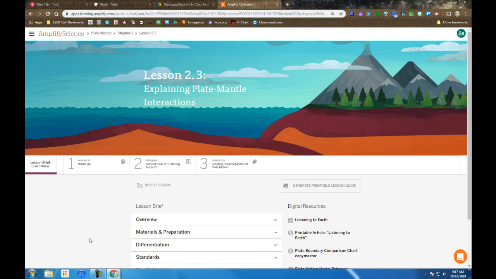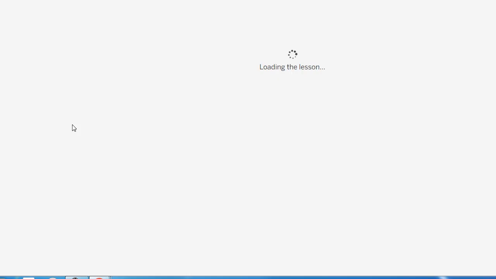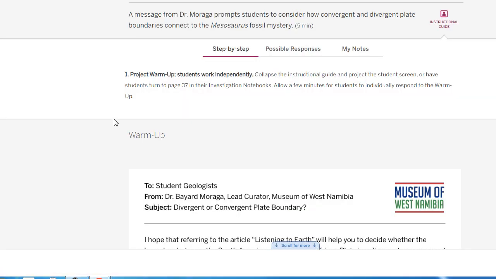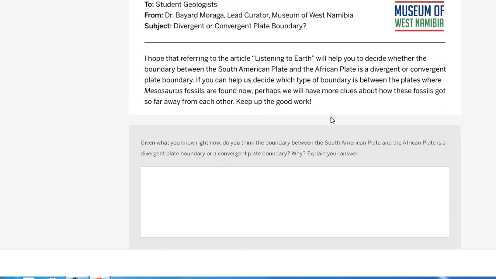Amplify Science, Plate Motion, Chapter 2, Lesson 2.3, Explaining Plate-Mantle Interactions. So this lesson only has 3 parts. As with the typical routine, it begins with a warm-up, a single question response after looking at the memo.